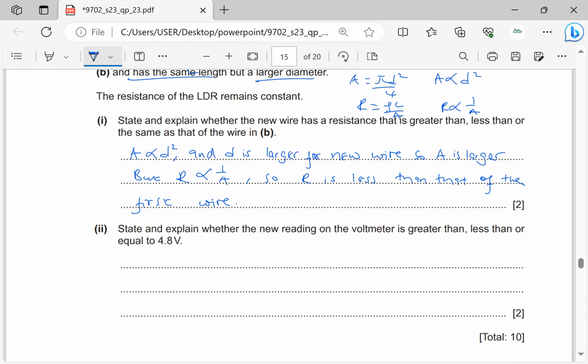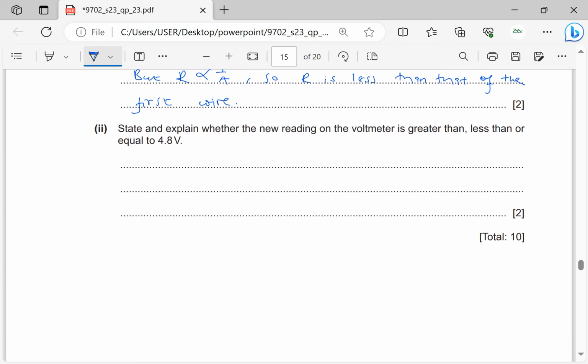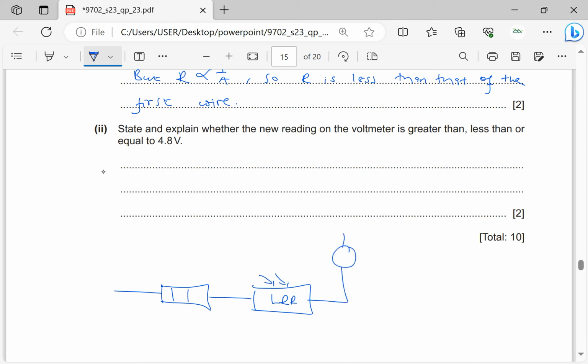State and explain whether the new reading on the voltmeter is greater than, less than, or equal to 4.8. So here we have the heater and we have the LDR. Of course, we had the ammeter, we had the power supply, the battery, and we had the voltmeter here. So we notice that because the resistance of the new wire is less, it means total resistance is going to be lower.